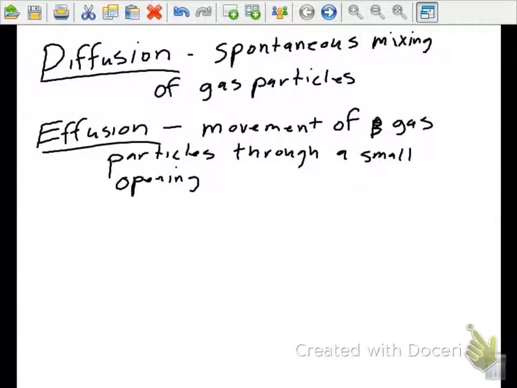Now, effusion is a little bit more specific in that it's kind of like this valve that I have on the gas jets. If I open that up, that's that movement through a small opening. Okay? And so I've got a symbol for that on this next slide that we'll take a look at. But effusion is just like a balloon will lose air or lose helium as it sits because there's openings in the balloon.